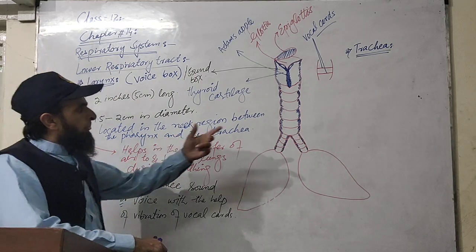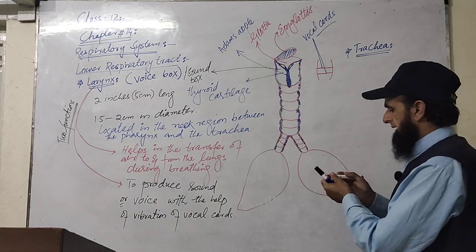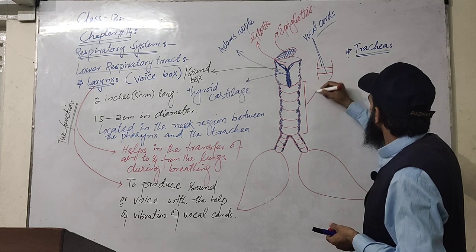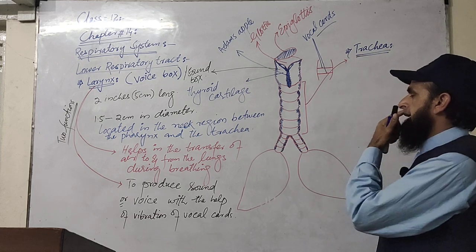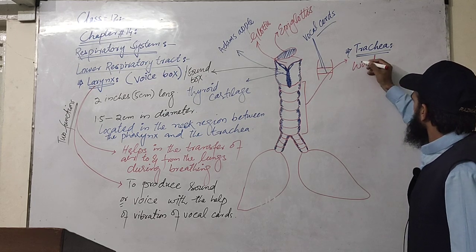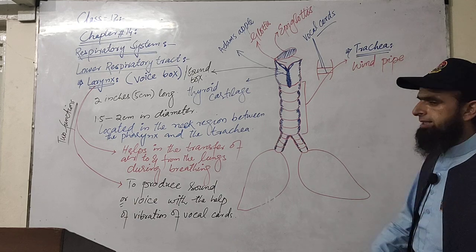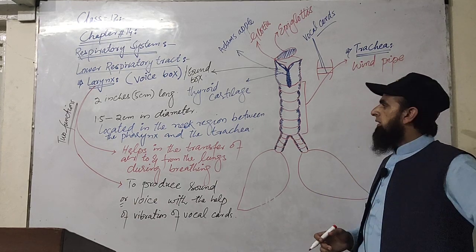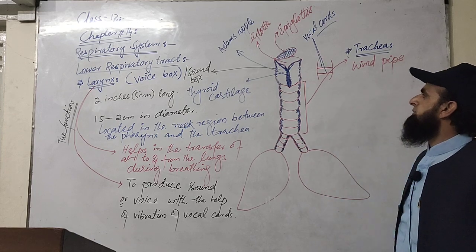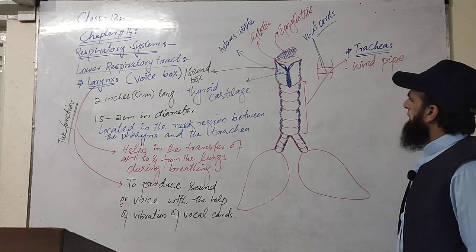The second part is a long tube-like structure which is called the trachea. From here till here, this portion is called the trachea. The trachea may also be called the windpipe because it is a long pipe through which air is transported towards the lungs and away from the lungs during exhalation.